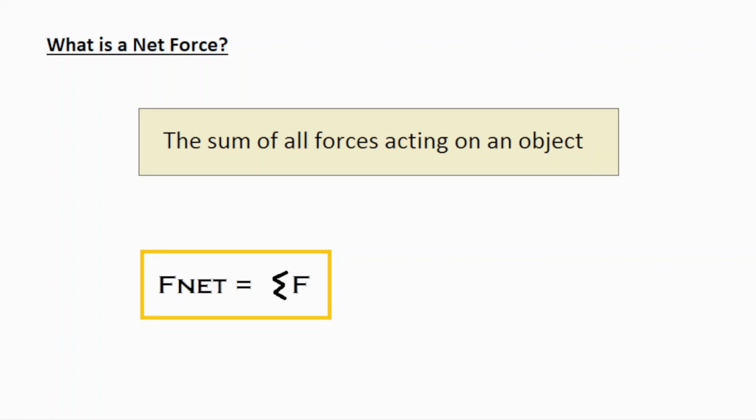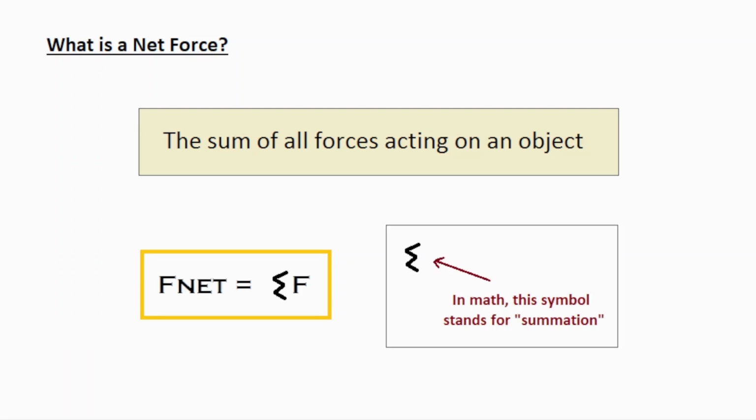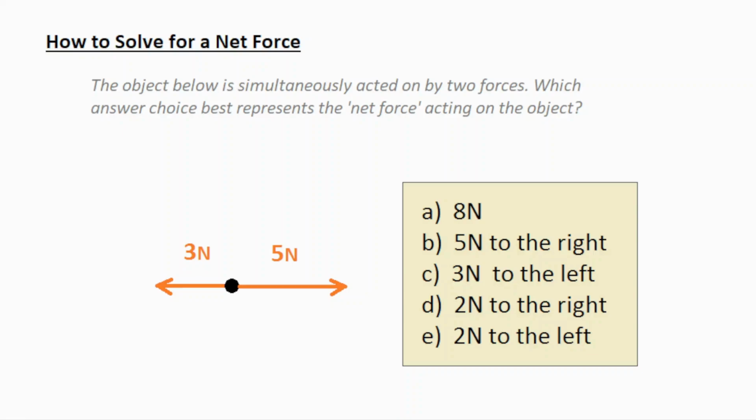This is the summation of all forces acting on an object. Some teachers use the F subscript net variable, and other teachers use the sigma F variable to describe net force. Know that the sigma variable in math means summation, so these two variable options are saying the same thing, as a net force is the summation of forces, so figure out what your teacher prefers and go with that. Well, how do we solve for a net force?